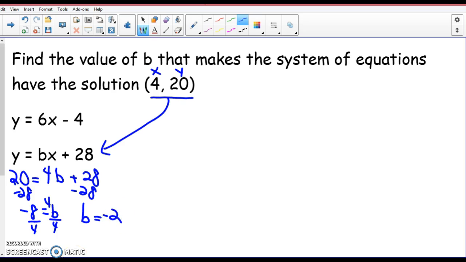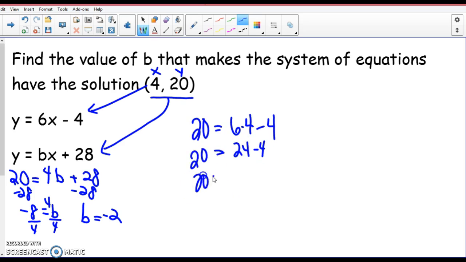If I substituted this into the first equation, look what would have happened. 20 equals 6 times 4 minus 4. Well, isn't 6 times 4 24 minus 4? So 20 equals 20. Does that help me find b at all? No, but it shows me that it's a solution, and they already told us that. I don't even need to worry with the first equation. All right.